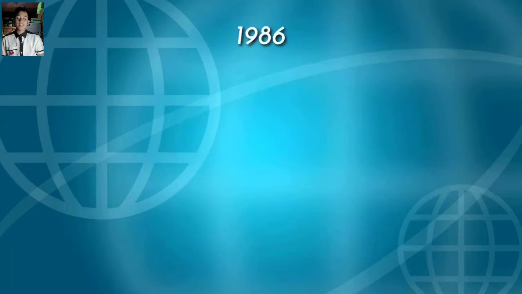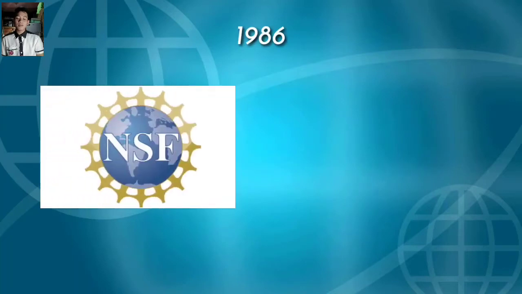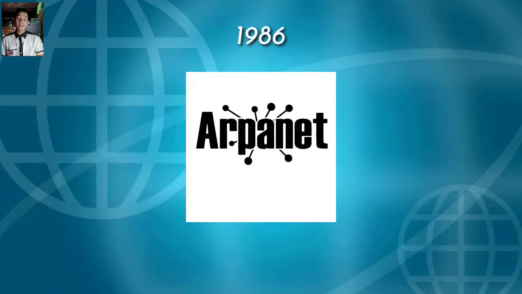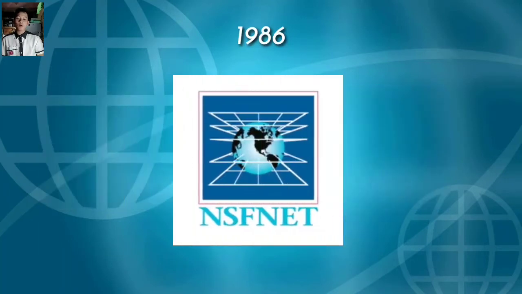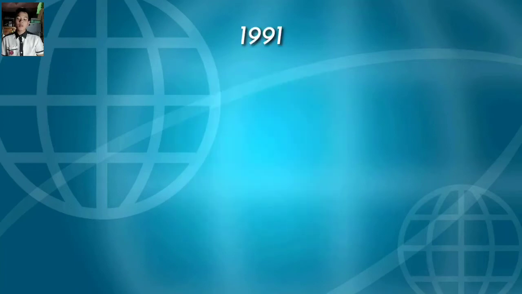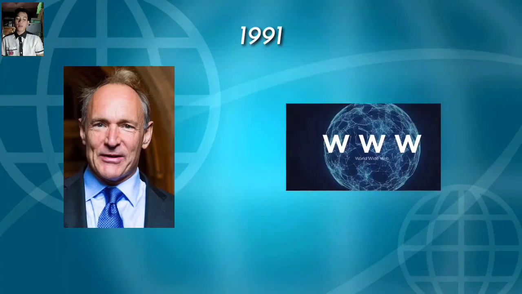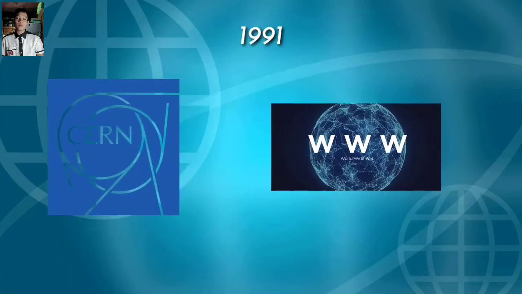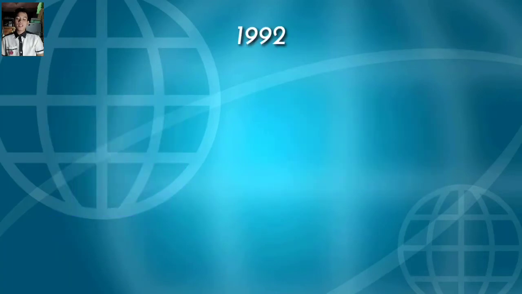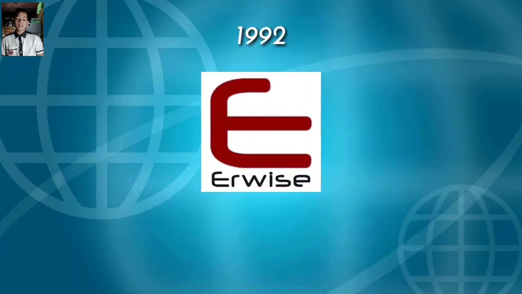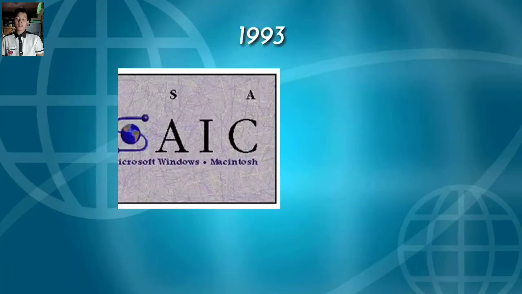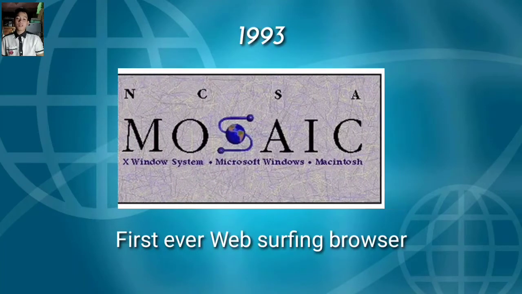And in 1986, the National Science Foundation connected its huge network of 5 supercomputer centers to ARPANET, and the NSFNet was born. And in 1991, a computer programmer, Tim Berners-Lee, invented the World Wide Web, and CERN introduced it to the public. And by 1992, Airwise was created. It is an internet browser that has the first graphical interface. And in 1993, Mosaic was created. It is used for web surfing.